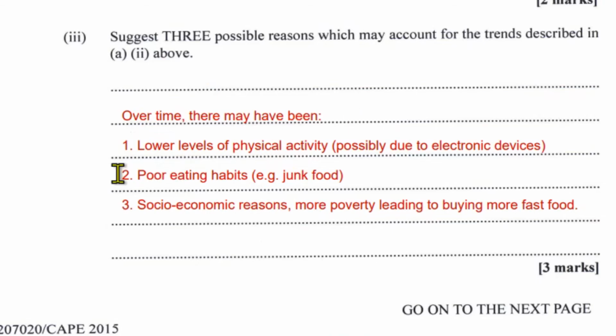2, you have poorer eating habits, because at least in the 70s and 80s, you had the rise of fast food and junk food being made more accessible for families, especially those of lower income brackets. So there's also socio-economic reasons where more poverty could lead to buying more fast food. So there's a lot more franchises that have sprung up over time, and that could have contributed to obesity levels.